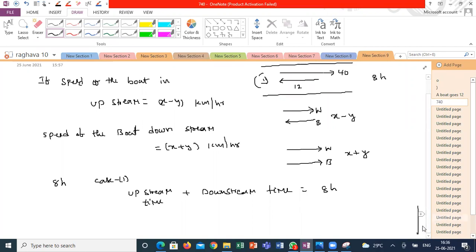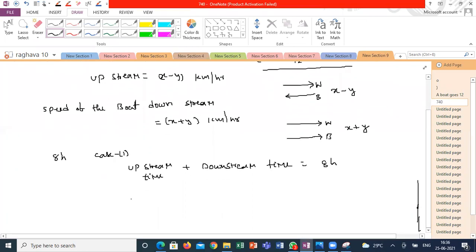What is the distance traveled in the first case? 12 kilometers upstream, 40 kilometers downstream, correct? 12 by its speed, x minus y, plus 40 by the speed traveled downstream, x plus y, is equal to 8 hours. This is my first equation.